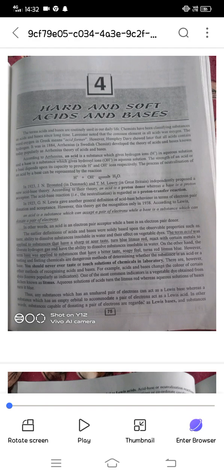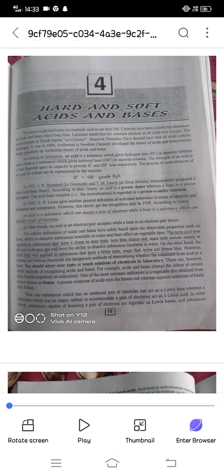Today my topic is hard and soft acids and bases. The terms acids and bases are routinely used in our daily life. Chemists have been classifying substances as acid and base for a long time. Lavoisier noted that the common element in all acids was oxygen. The word oxygen in Greek means acid former. However, Humphry Davy showed later that all acids contain hydrogen.